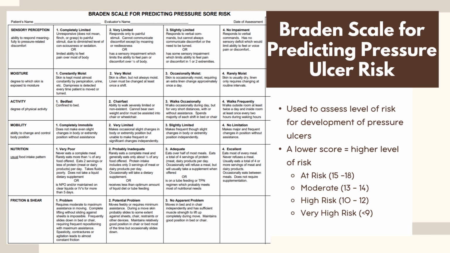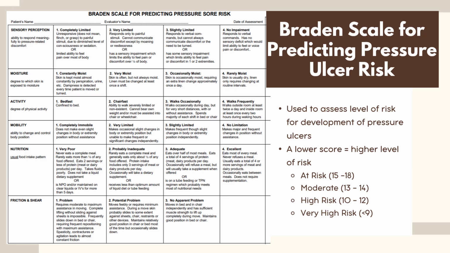So with that, what are some nursing interventions for those high-risk patients? What would determine a high-risk patient is if they score between a 10 and a 12. If they score less than a 9, they're very high risk. And then if they score a 13 to 14, it's moderate, and at risk is 15 to 18.